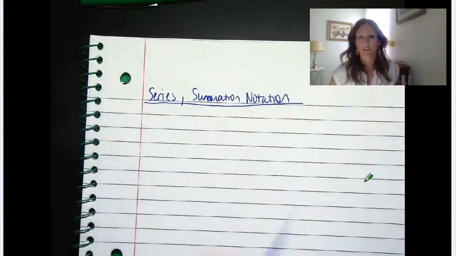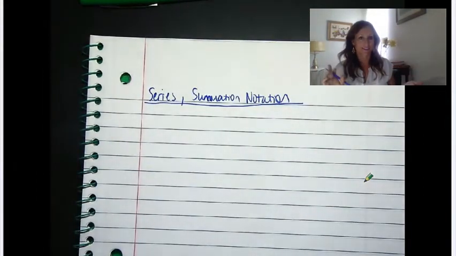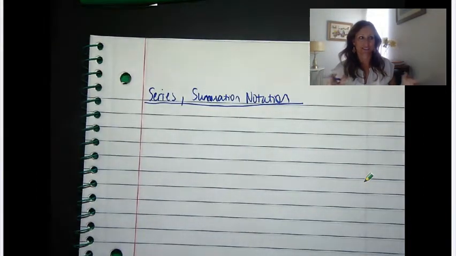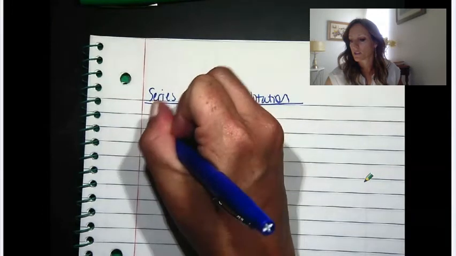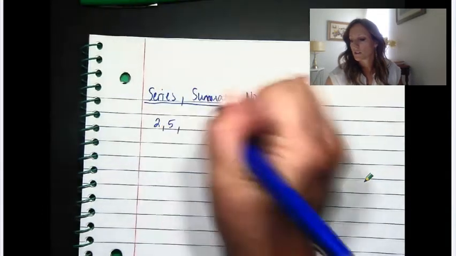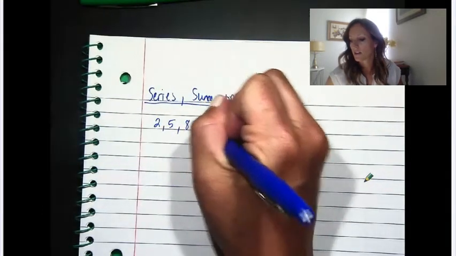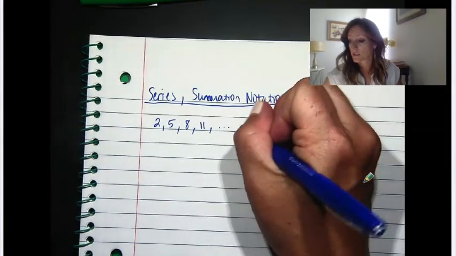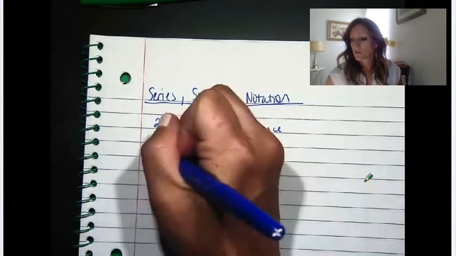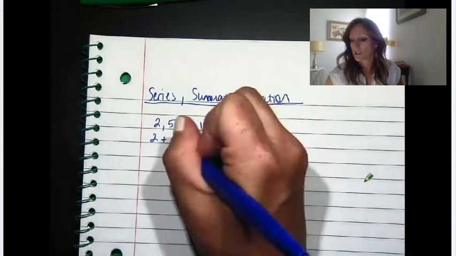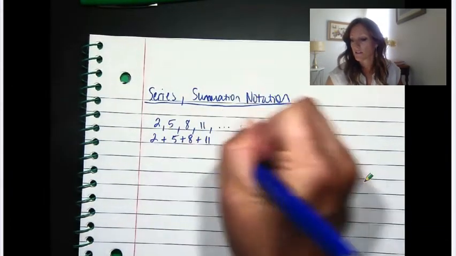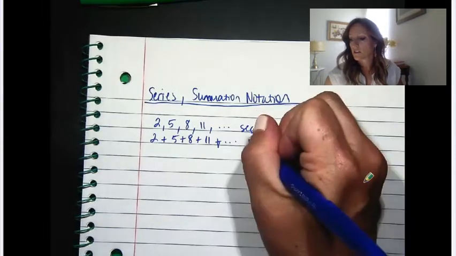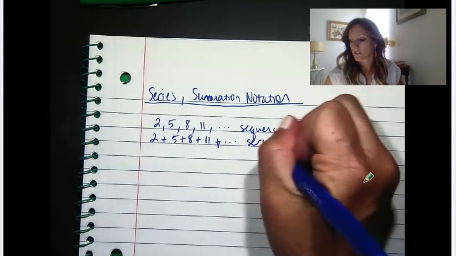Just to clarify the difference between series and sequence, which in the English language a lot of people use interchangeably, really and truly a sequence is something like 2, 5, 8, 11, I'm just going up by 3, and it's just a list. So this is our sequence. But if we were to take them and add 2 plus 5 plus 8 plus 11 and so on, then it is called a series at that point.